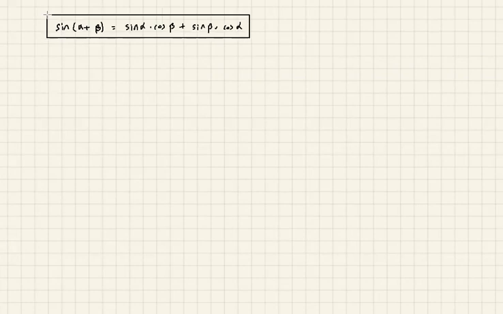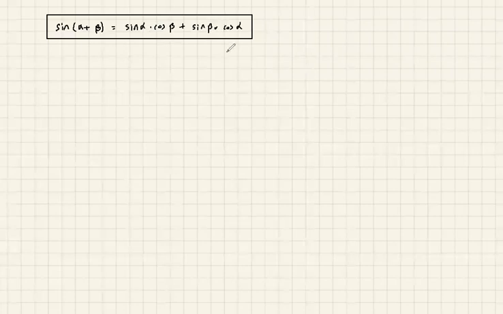This is the identity that we are trying to prove. So let's think about it. If you are wondering why we are doing this, it's because a lot of other identities, like the sum identities or the difference of angles, can actually be derived from this one.